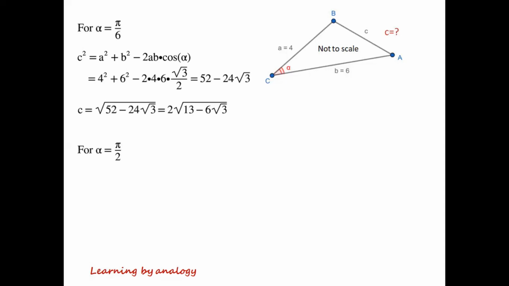For α = π/2, c² = a² + b² − 2ab cos α = 4² + 6² − 2 × 4 × 6 × 0 = 52. So c equals root 52, which simplifies to 2 root 13.